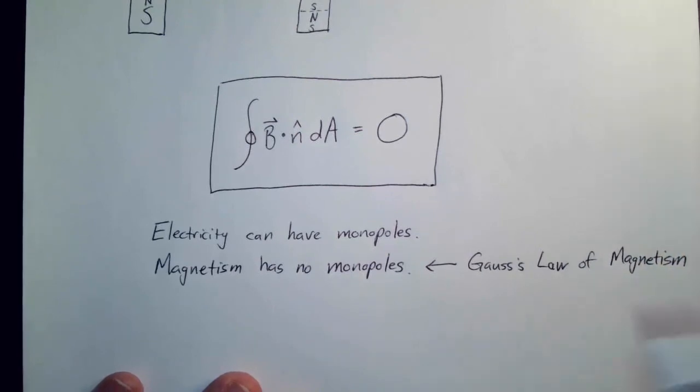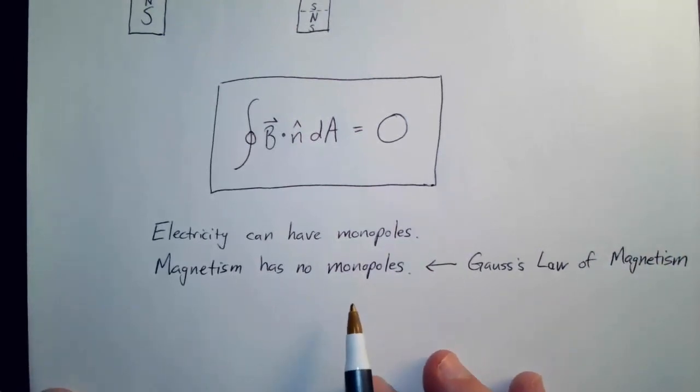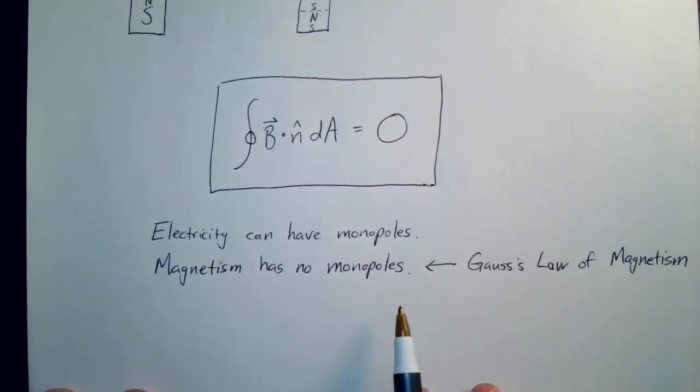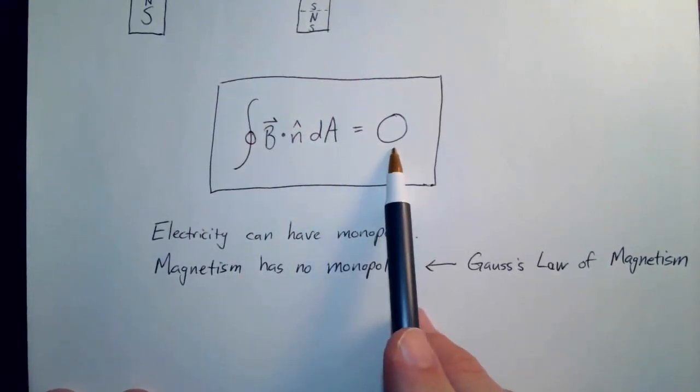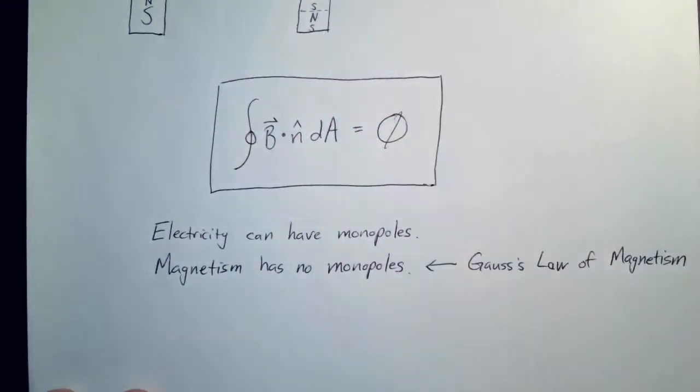Now, could magnetism have monopoles? In theory, yes, and scientists have been looking for them. But none have ever been seen in all the experiments that have been done with magnetism. A magnetic monopole has never been observed. So as far as we know, so far, in Gauss's law for magnetism, the right-hand side equals zero, because there are no magnetic monopoles.